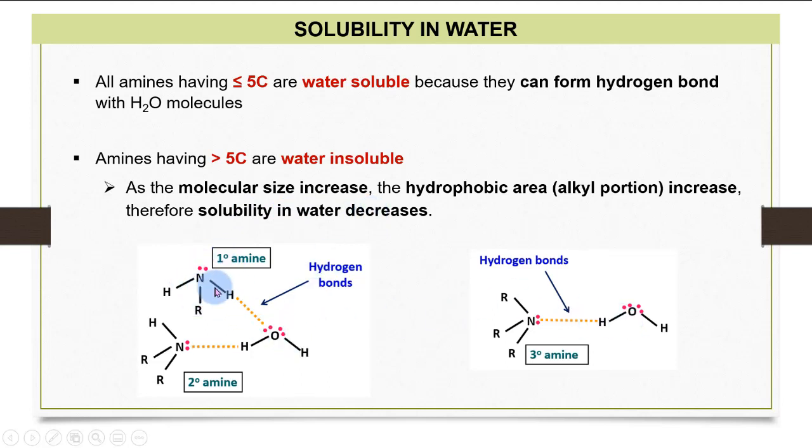Here you have your primary amine, and a secondary amine with 2 alkyl groups. They make hydrogen bonds with the water solvent molecules. And take note that the tertiary amine can also form hydrogen bonds with the water molecule, as this nitrogen has an extra lone pair.